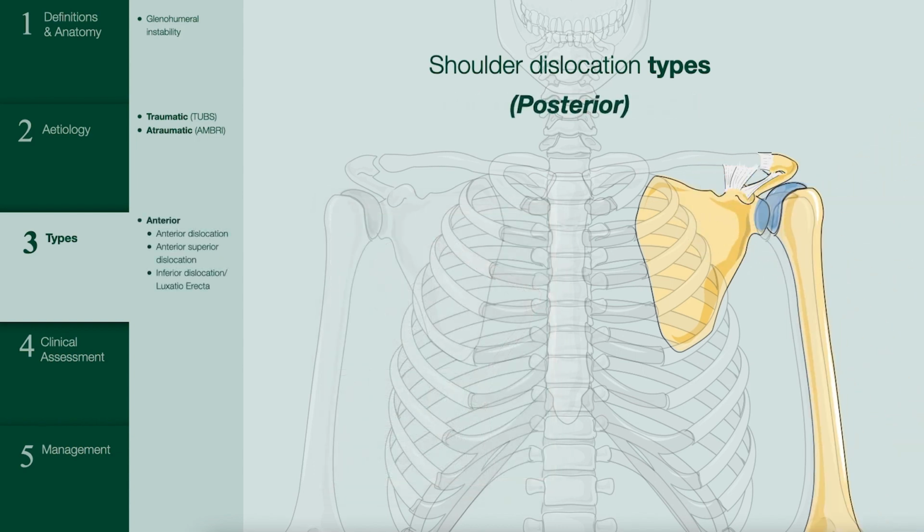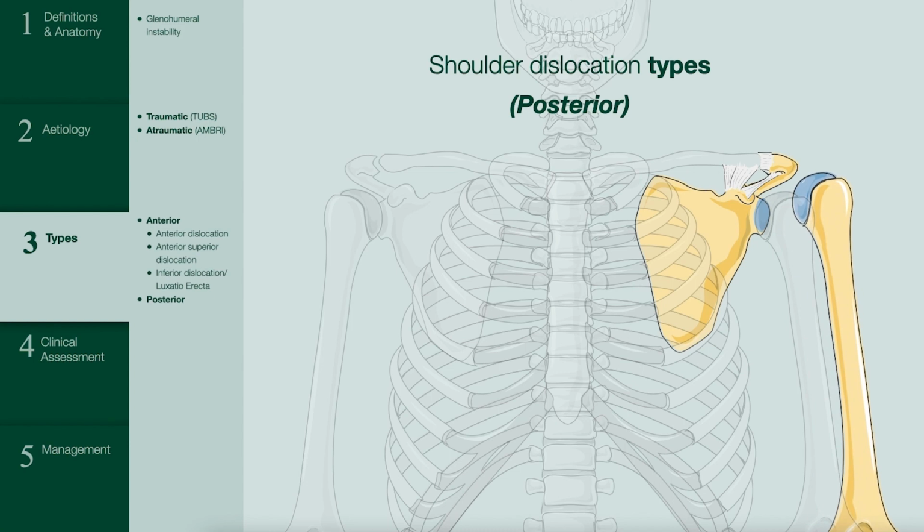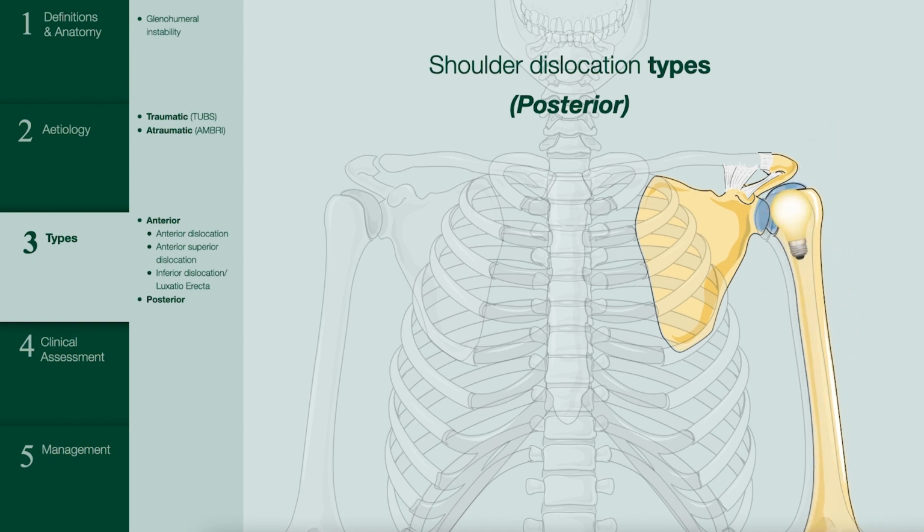Posterior dislocations are less common. The mechanism of injury involves an adduction and internal rotation force to move the humeral head posteriorly. Like in anterior dislocations, there may be an associated Bankart or Hill-Sachs lesion. Let's move the humerus posterior for a better view. Here you see a posterior Bankart lesion and a reverse Hill-Sachs lesion. On X-ray, you'll see what looks like a light bulb in posterior dislocation. This is known as light bulb sign.